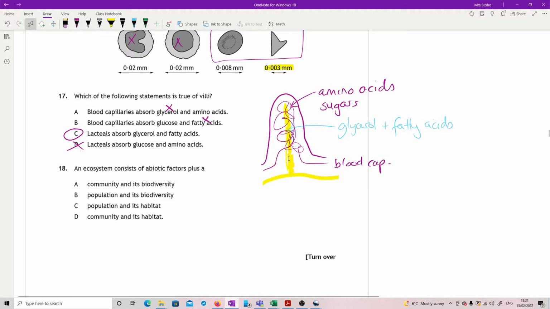Question 18. An ecosystem consists of abiotic factors plus A. So an ecosystem is all living and non-living. So I need every single living thing there. So I'm going to need the community, not just a single population. And I need everywhere it lives, so I need its habitat as well. So D on that.